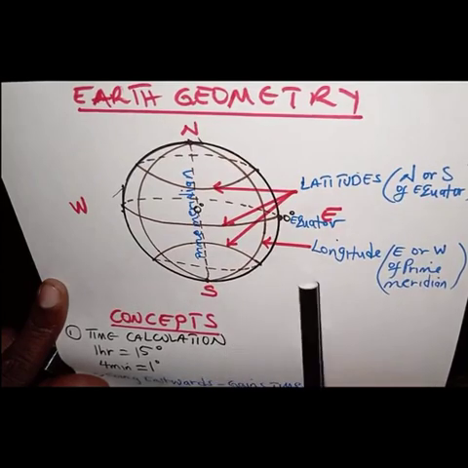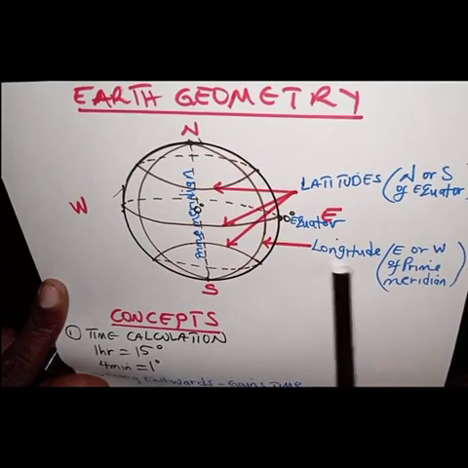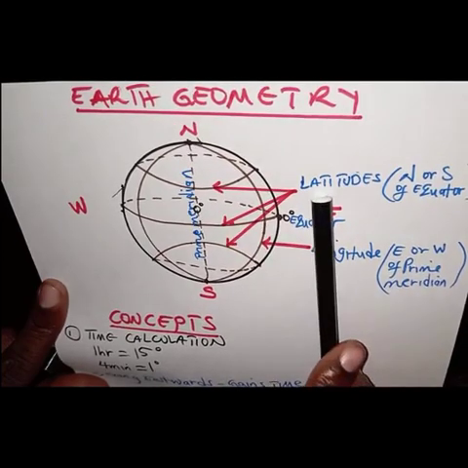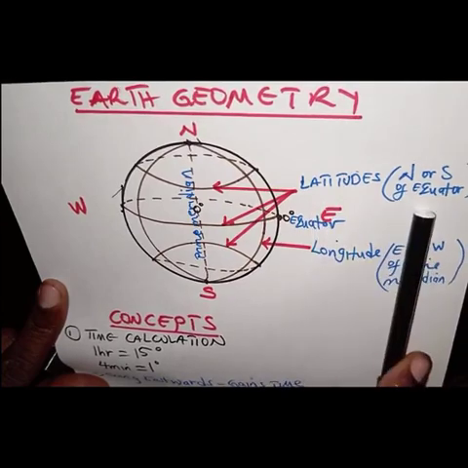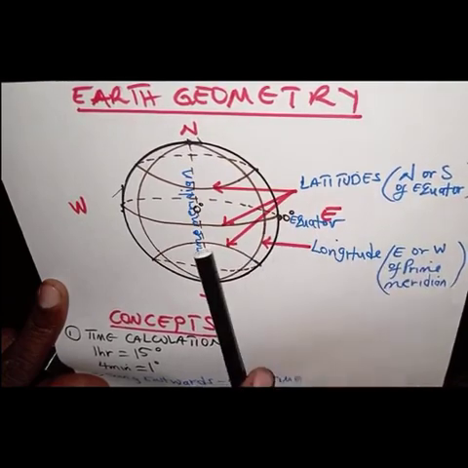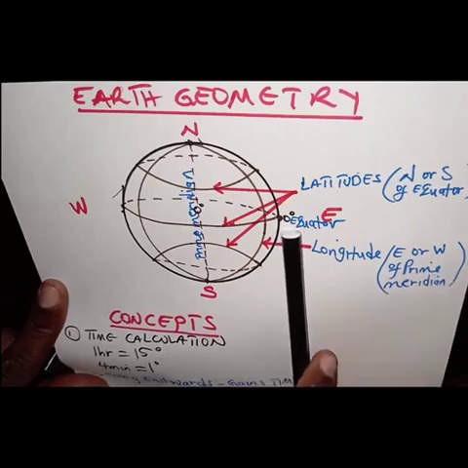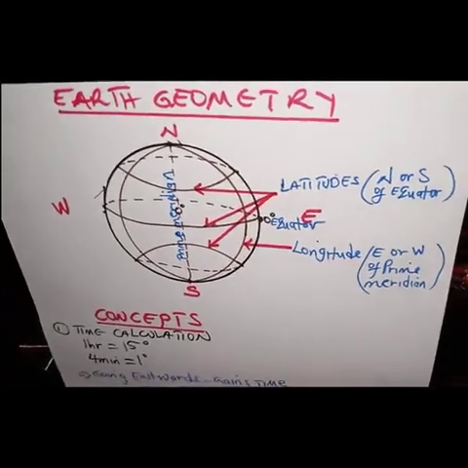Whenever you're talking about longitude, it means you're talking about the east or west direction. And whenever you're talking about latitudes, it means it is either on the northern part or southern part of the equator. We know the equator is 0 degrees, right? Okay, we move on.